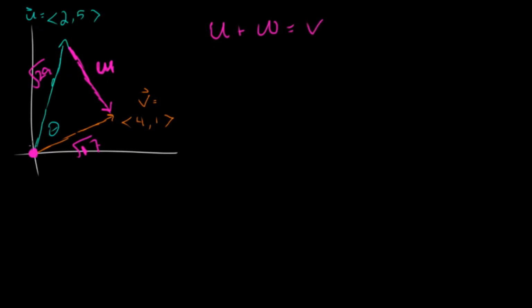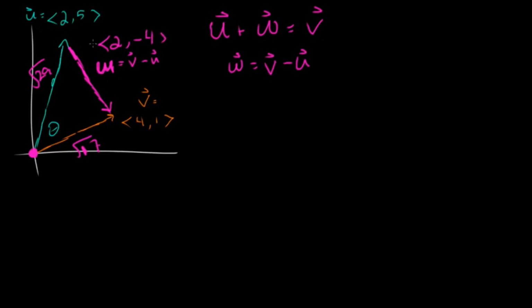This is the definition of vector addition. u plus w is equal to v. So what's w? w is v minus u. This is actually a very useful trick in vector computations, being able to determine what the vector between two vectors is. w is v minus u. And what is v minus u? Well, that's just 4 minus 2, which is 2, and 1 minus 5, which is negative 4.